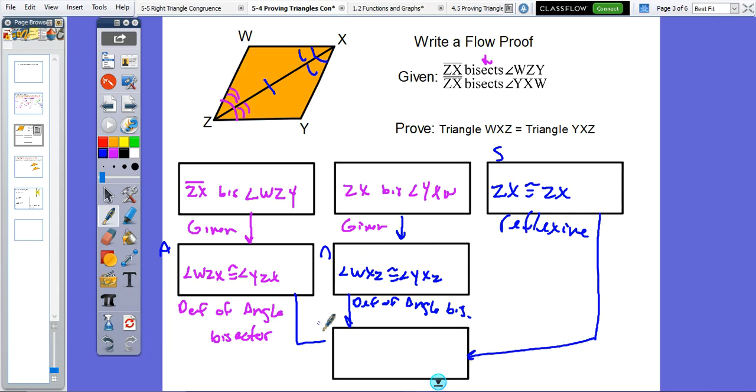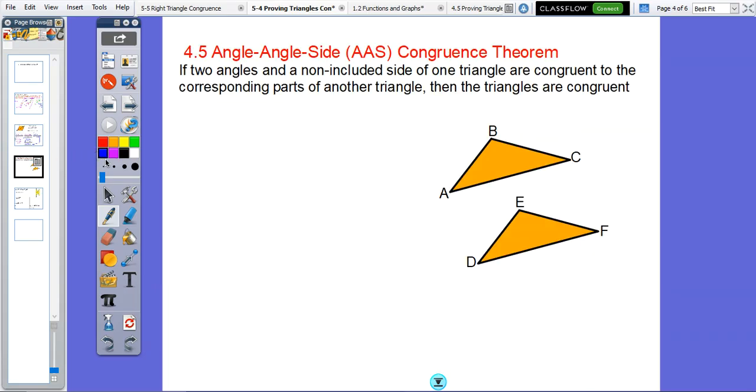Because we have all three parts, we could say that the two triangles, triangle WXZ, is congruent to triangle YXZ by angle, side, angle. That's how that works. Now the next one right here, very similar, has two angles, but this time we're talking about the non-included side. So what does that mean?